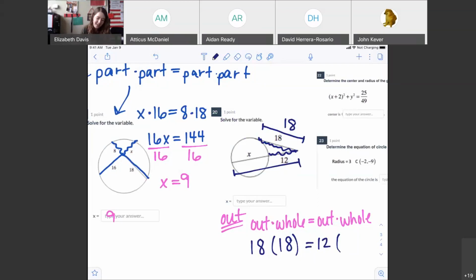Not 12x, be careful. So remember, if this were 5, we would add those together to get the whole thing to be 17, right? Beautiful. So we're going to add those together. So we'll have x plus 12.